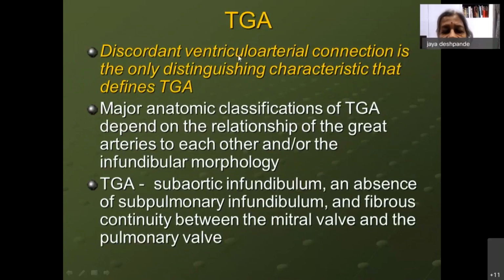So, discordant ventriculo-arterial connection is the only distinguishing characteristic that defines TGA. And there have been different classifications of TGA. The major one depends on the relationship of the great arteries to each other and/or the infundibular morphology. But primarily in TGA, there is subaortic infundibulum, absent subpulmonary infundibulum, and therefore there is fibrous continuity between the mitral valve and the pulmonary valve.